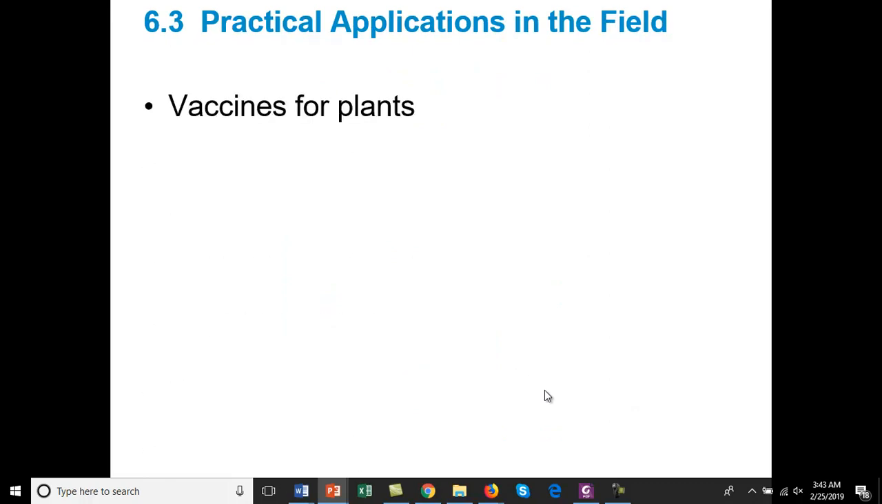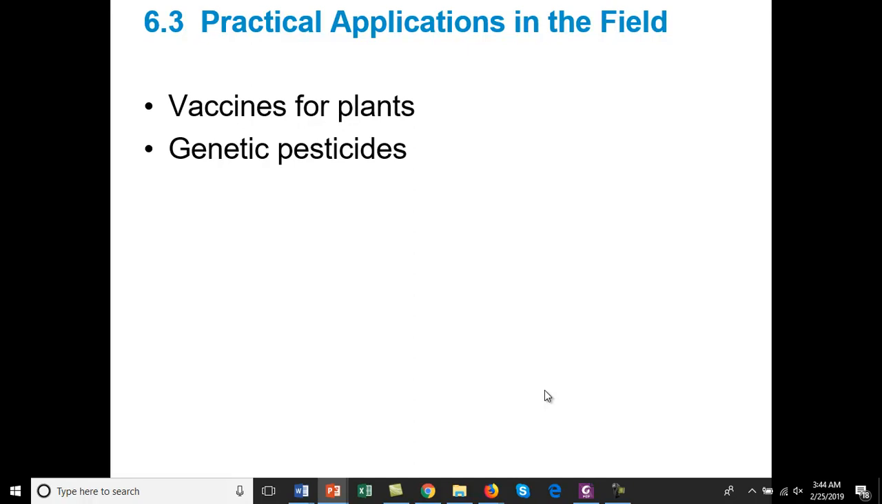Other practical applications in the field. Okay, so I've talked about different genetic modification methods, talked about protoplast fusion, we talked about Agrobacterium, we've talked about gene gun, and then we've also talked about antisense technology. Oh, we talked about chloroplast engineering too. Another thing that you can do is you can produce vaccines for plants, which is kind of an odd concept because plants don't have an immune system. Okay, I'll talk about that further.